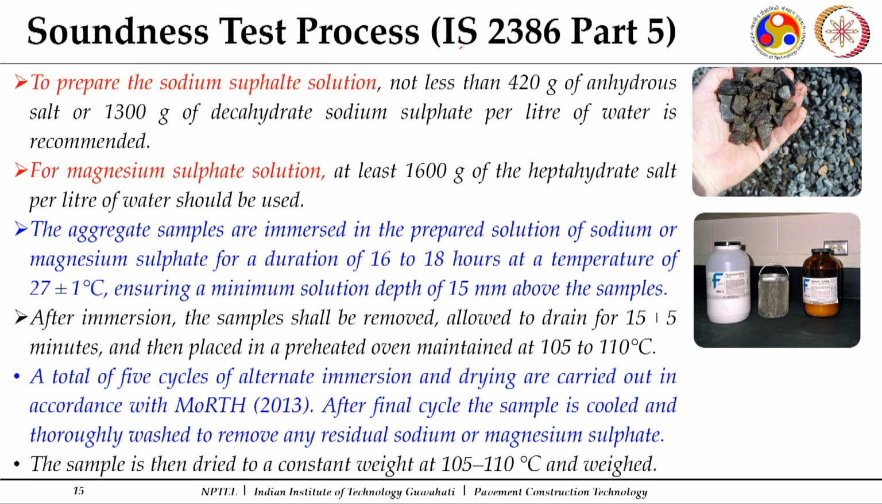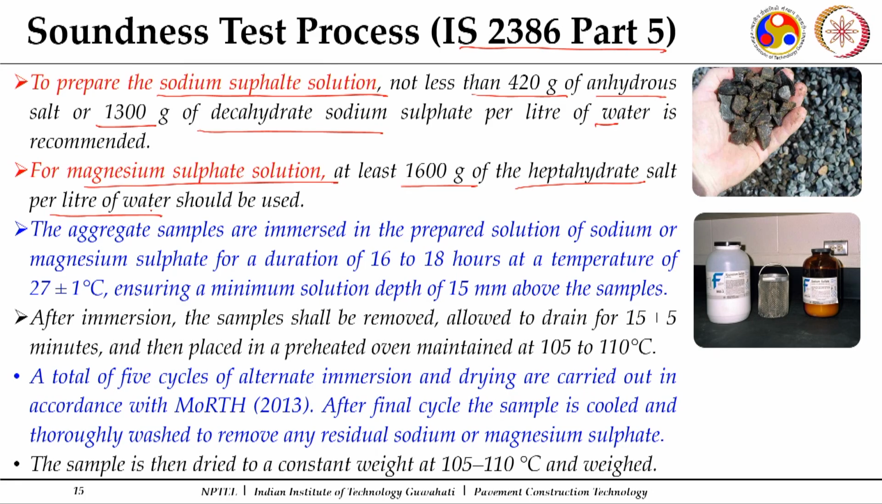Again, the detailed procedure is there in IS 2386 part 5, but the important aspect is how you prepare the sodium sulfate solution or the magnesium sulfate solution. For a good amount of salt crystal formation, you take at least 420 gram of anhydrous salt or 1300 gram of decahydrate sodium sulfate per liter of water. This is the salt solution which is prepared. For magnesium sulfate solution, at least 1600 gram of heptahydrate salt is to be taken per liter of water.